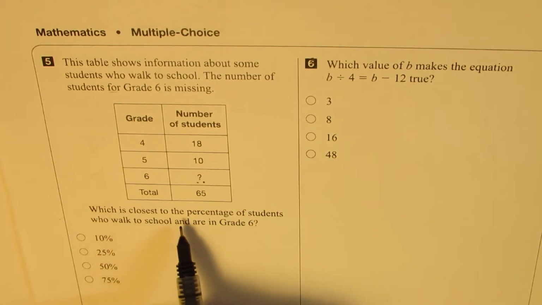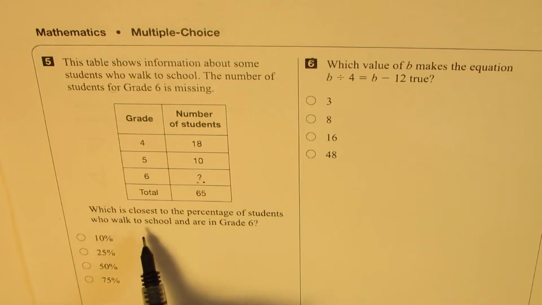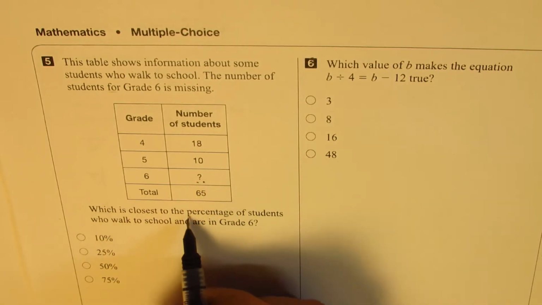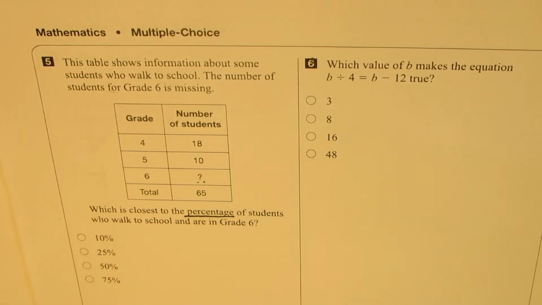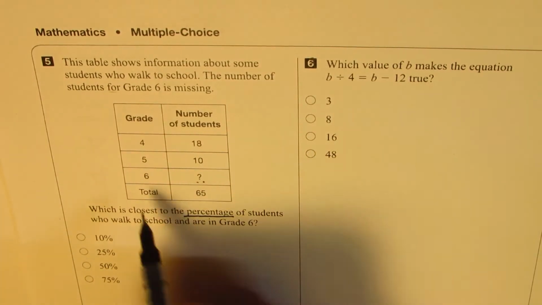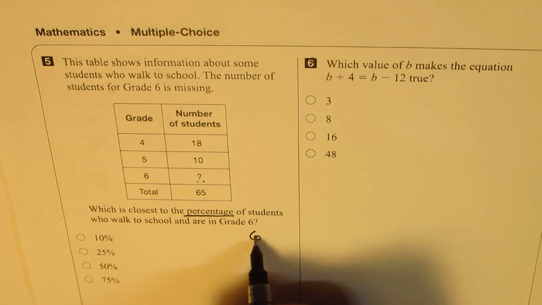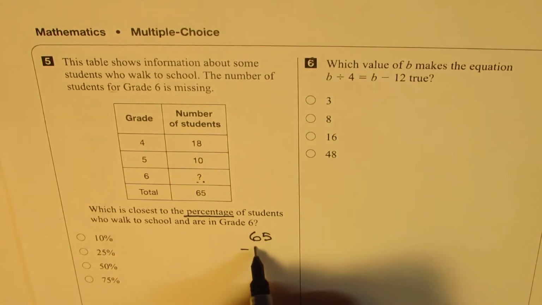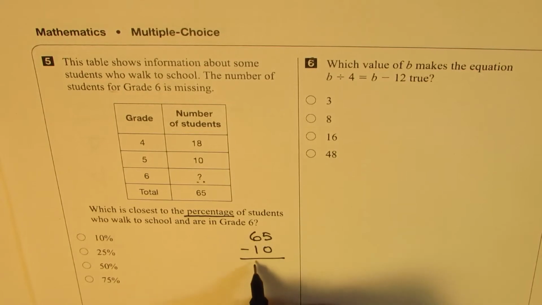Which is closest to the percentage of students who walk to school and are in grade 6? We need to write percentage, okay? So how do you find that missing number? We are given the total. So from 65, we'll take away these two numbers, right? So you can take away 10 first. You get 55, and now you take away 18.